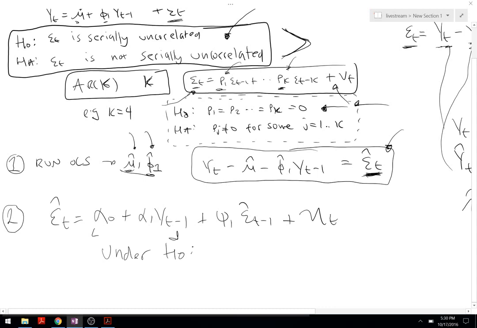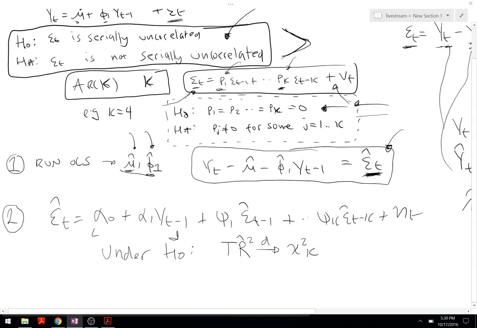What Breusch-Godfrey showed is that the sample size times the R squared from this regression will get nearer and nearer to a chi-squared distribution. Sorry, if we include it up to lag k, it will tend towards a chi-squared k. So again, we specify the test where we include k lags.